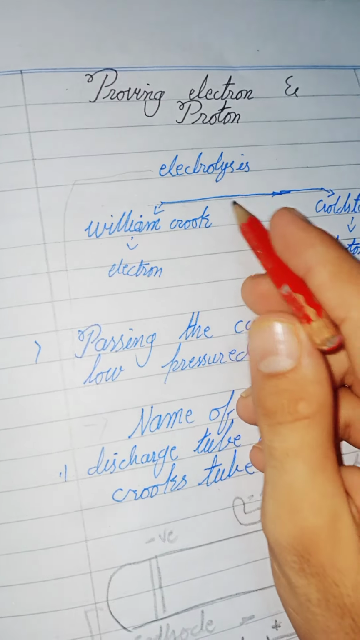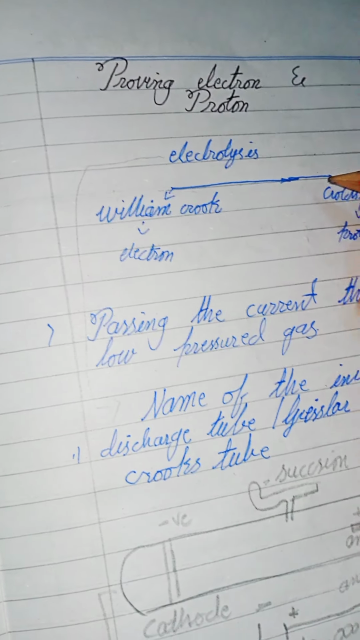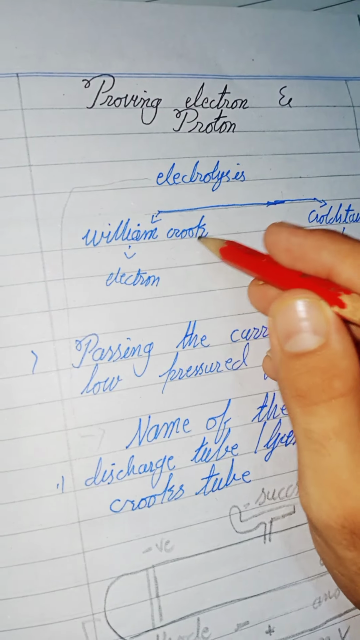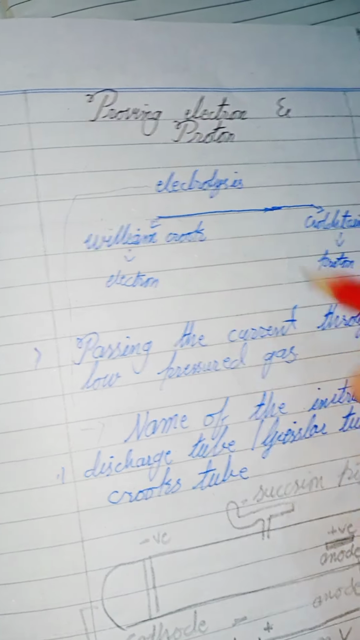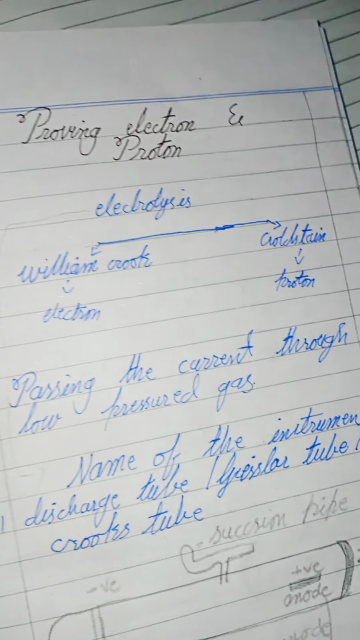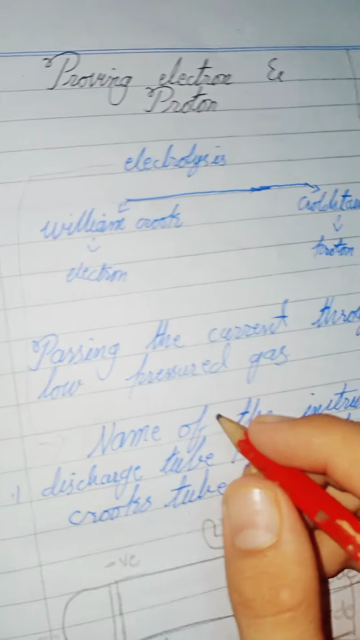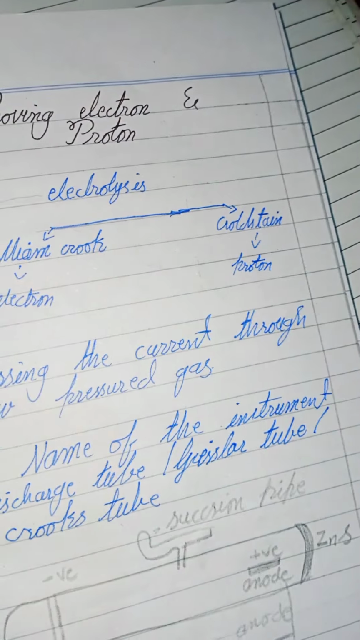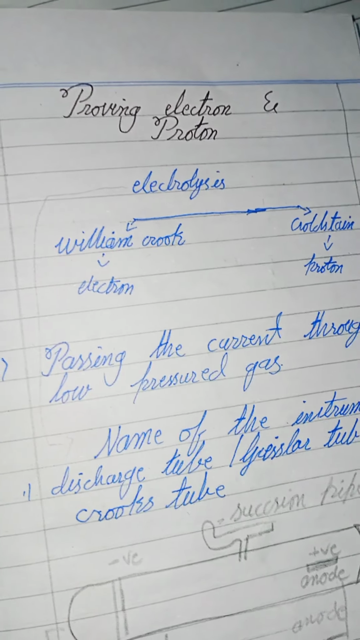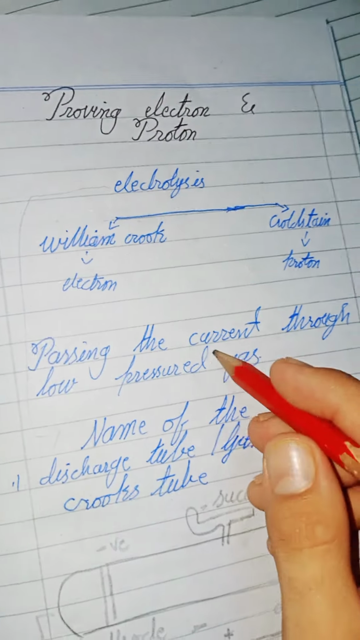So, electrolysis will also be proving this discovery, along with another scientist whose name is William Crookes. He's, I think, the second scientist who proved the discovery of the electron, and Goldstein discovered the proton. Basically, Goldstein didn't do any experiment, but he used his common sense to discover the proton.